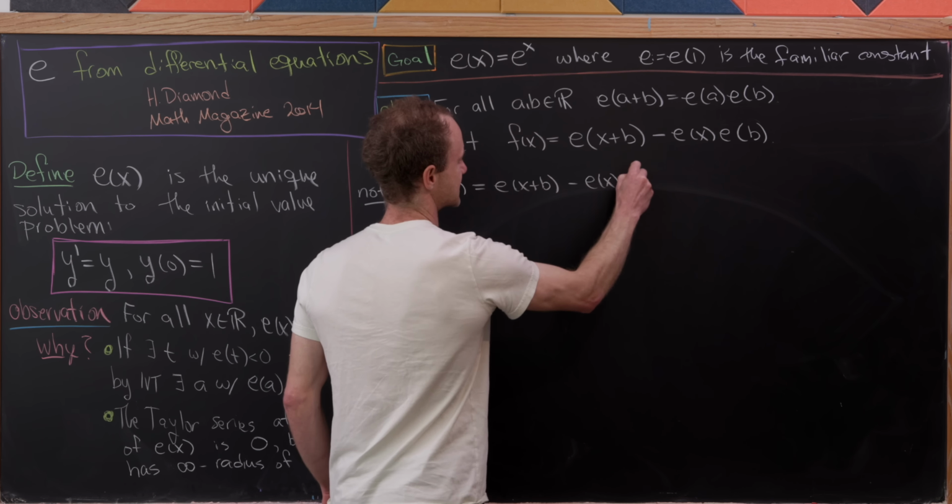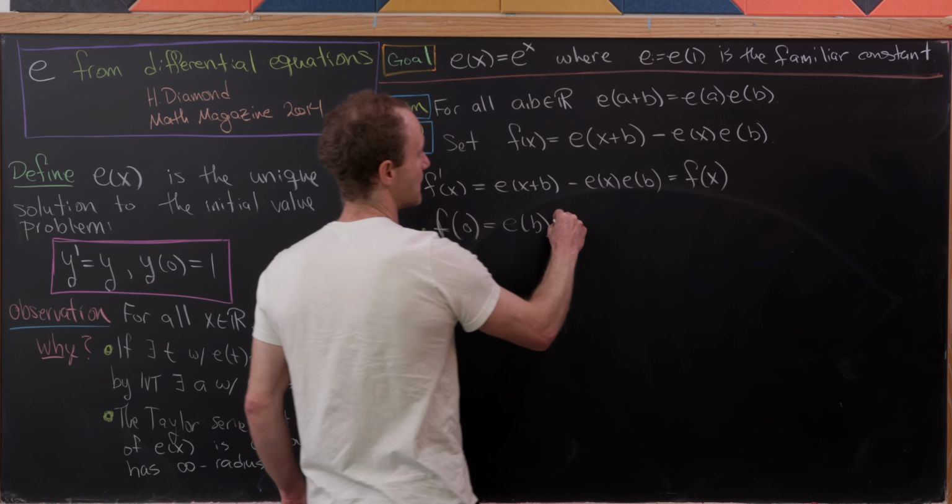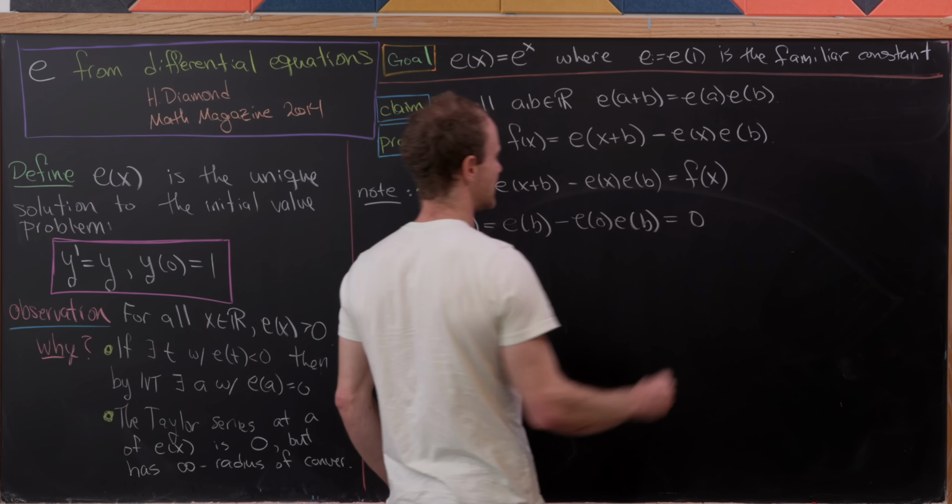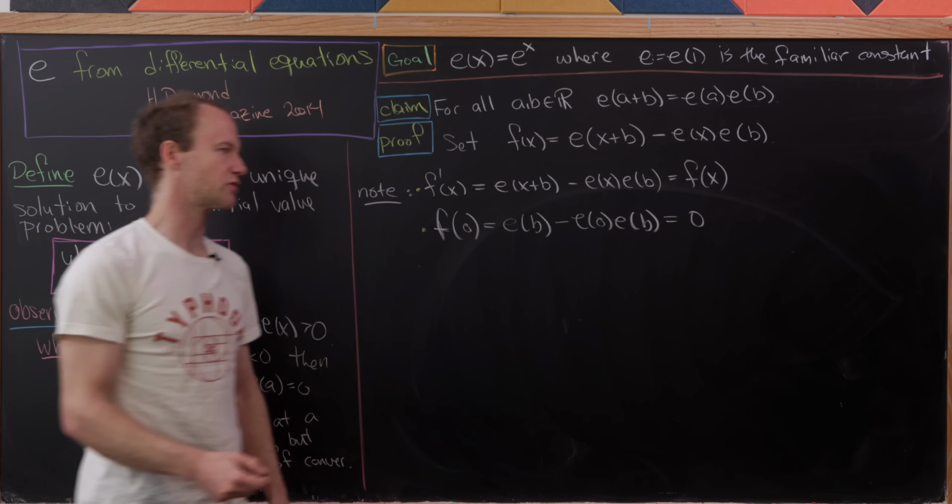And the second thing is if we evaluate f at 0, we'll get e of b minus e of 0 times e of b. But e of 0 is equal to 1. So this is e of b minus e of b, which is equal to 0. Okay, so what does that tell us?